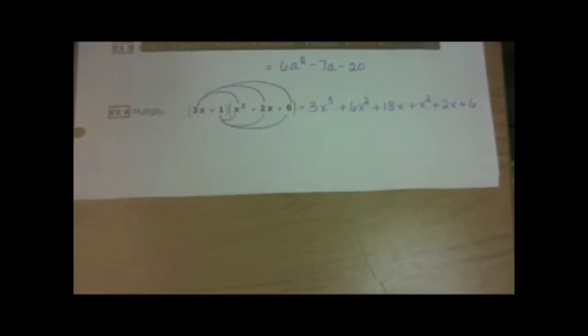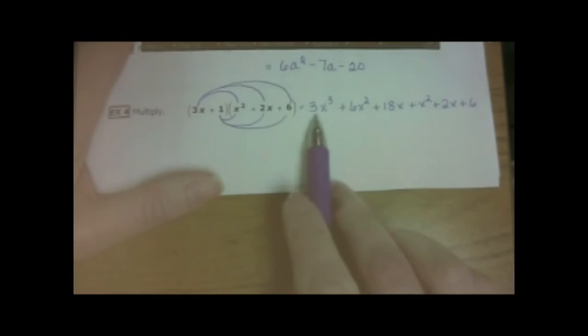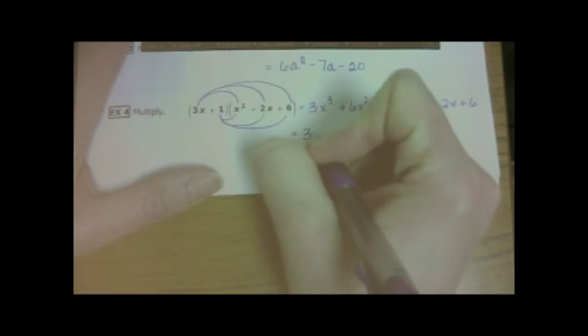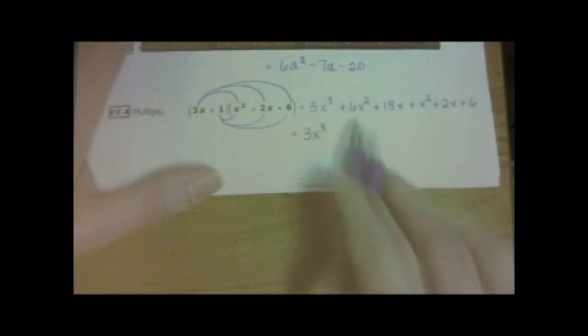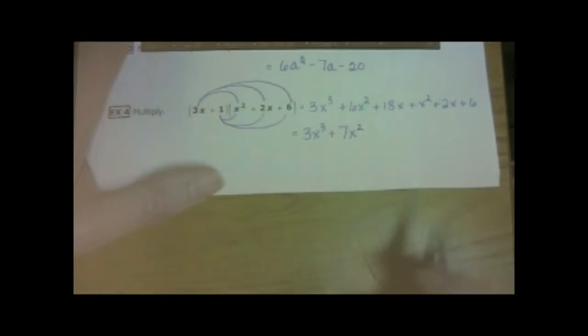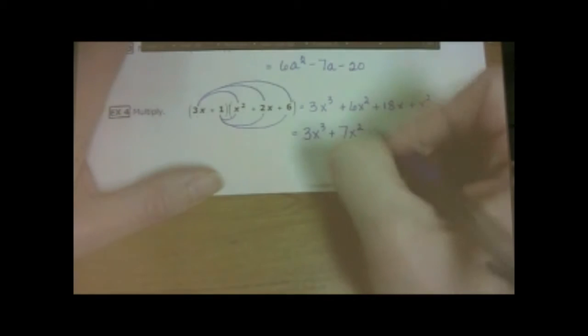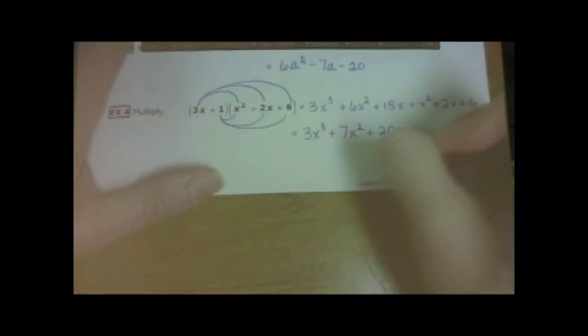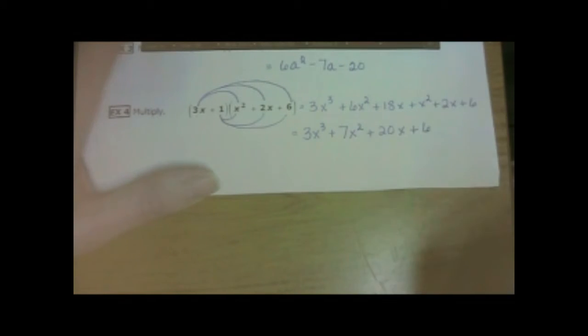Now I just need to combine like terms. 3x to the third doesn't have another term that's similar. I have 6x squared plus x squared gives me 7x squared. I have 18x plus 2x, that's going to give me 20x. And then I have plus 6 after I combine all my like terms.